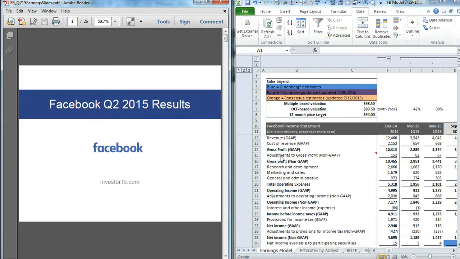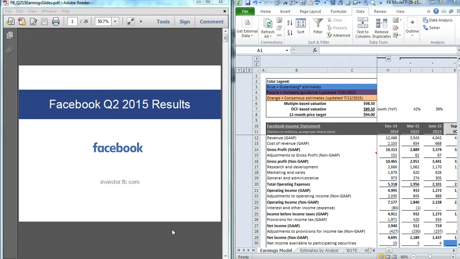Facebook reported second quarter results tonight, and shares fell by about 3 or 4% in after hours. We're going to take a look at the results and the guidance that management gave and use our earnings model to figure out if this price move makes sense.